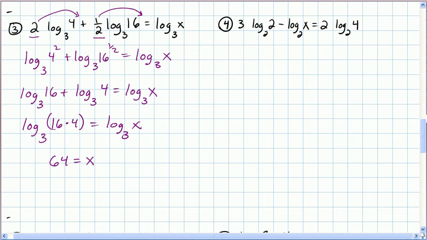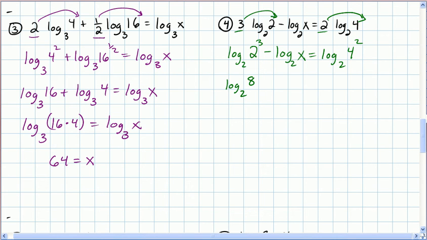Next one, number 4. Same thing. Anytime we have that number in front, we can make it an exponent. So this one will turn into log base 2 of 2 cubed minus log base 2 of x should equal log base 2 of 4 squared. That will give us log base 2 of 8 minus log base 2 of x should equal log base 2 of 16.